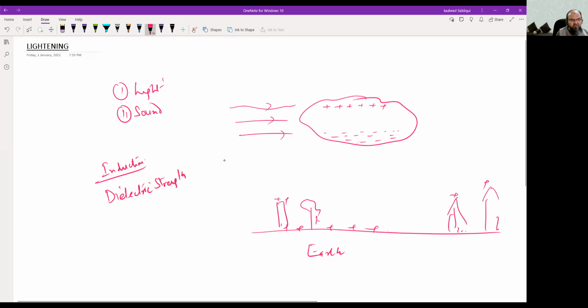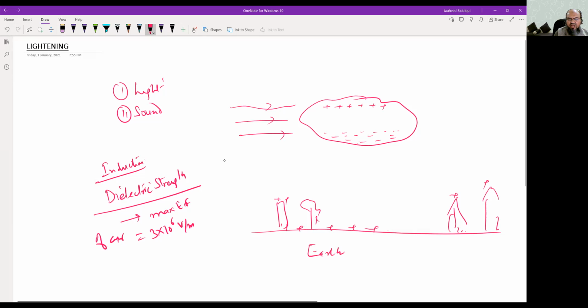Dielectric strength of any substance is the maximum value of electric field which the substance can bear just before its electrical breakdown, meaning just before its ionization. How much electric field it can tolerate is called the dielectric strength. So the dielectric strength of air is approximately 3 into 10 raised to the power 6 volt per meter.